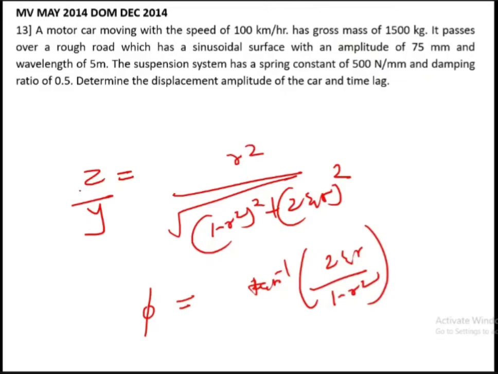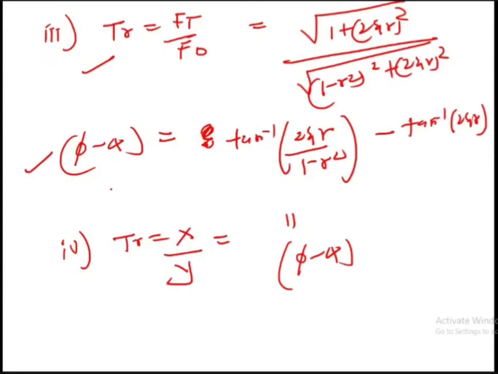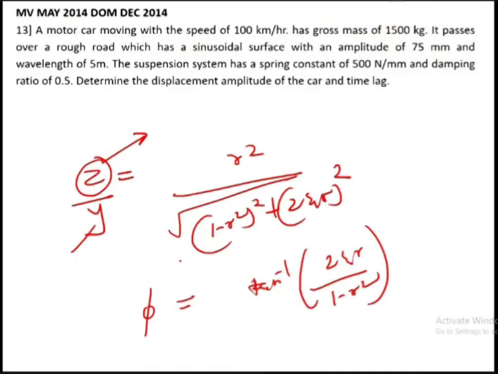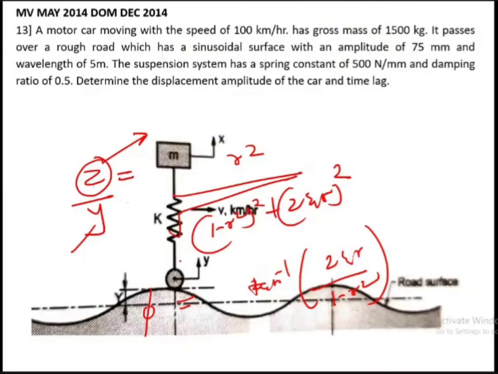So guys, try to understand that Z is nothing but the steady state relative amplitude, and Y is nothing but the steady state absolute amplitude of a support excitation or base excitation. Then we derived Ft upon F0, and the formula for x as well as x upon m0 e upon M. I hope you have understood. Please message me whether you have understood or not.